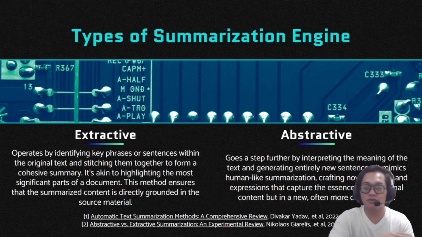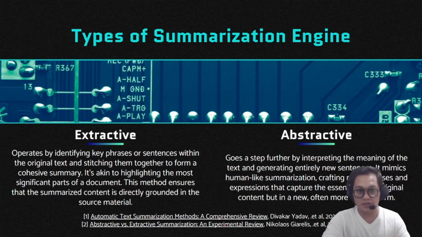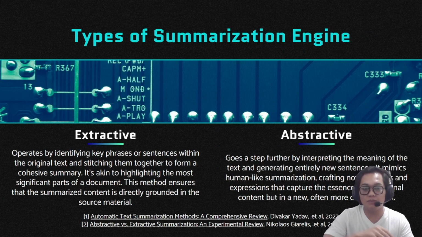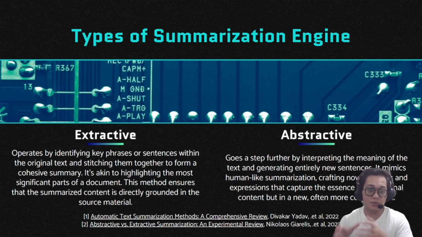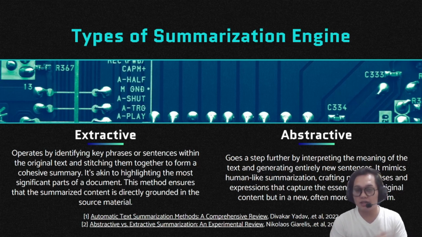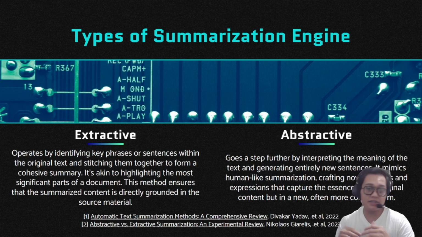Well, there are two types of summarization engines. The first one is the extractive, where it operates by identifying key phrases or sentences within the original text and stitching them together to form a cohesive summary. It's akin to highlighting the most significant parts of a document. This method ensures that the summarized content is directly grounded in the source material. And the second one is the abstractive, where it goes a step further by interpreting the meaning of the context and generating entirely new sentences. It mimics human-like summarization, crafting novel phrases and expressions that capture the essence of the original content, but in a new and often concise form.